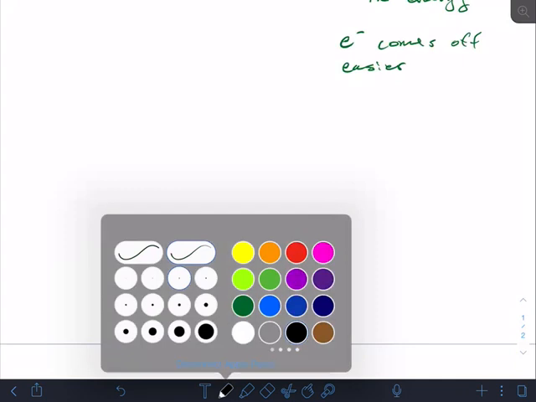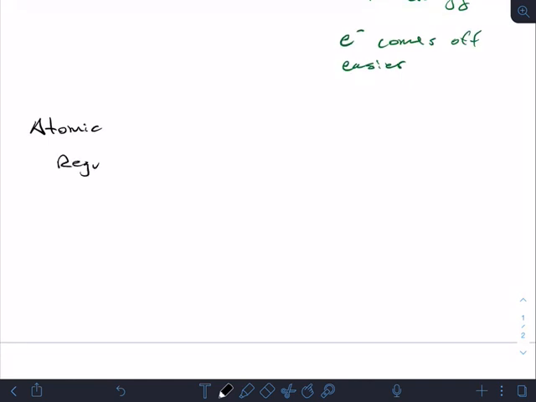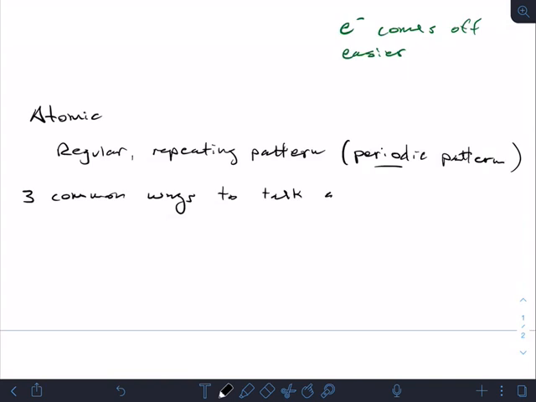Okay, so let's get into that topic of size. Atomic size is a regular repeating pattern in the periodic table. You might call it a periodic pattern. There are three common ways to talk about atomic size. One is the covalent bond.